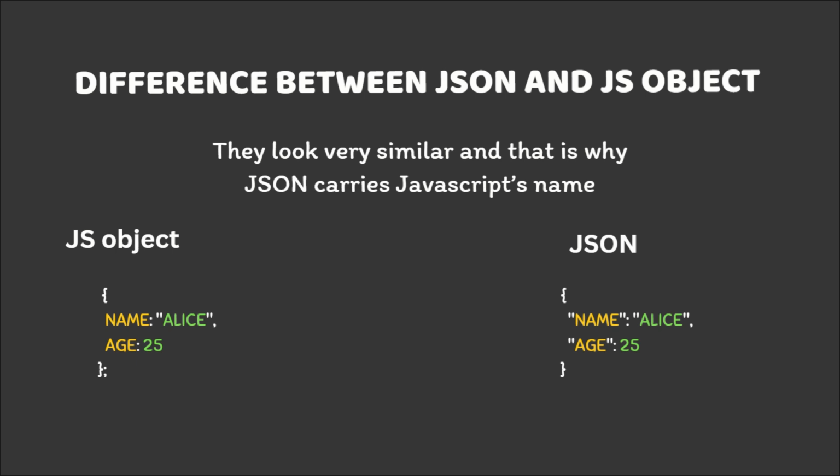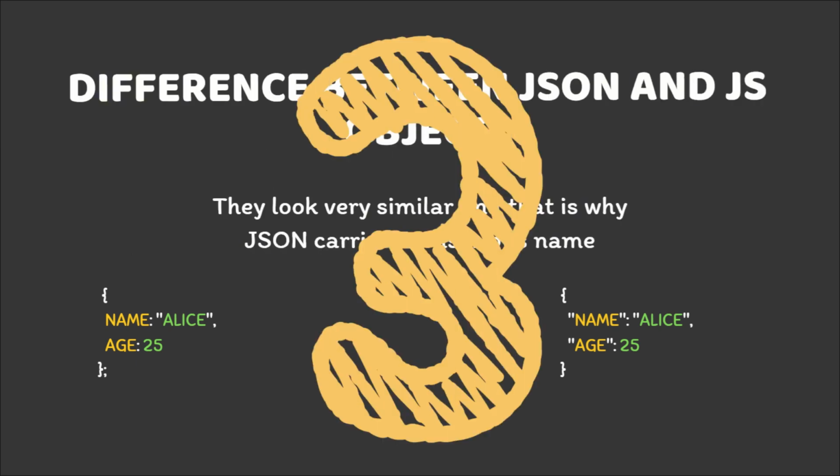On the screen, you see a JavaScript object and JSON data. They look very similar, right? And that is why JSON carries JavaScript's name. JSON has simply borrowed JavaScript object syntax and then developed it further with more characteristics. There are 3 key differences between the JavaScript object and the JSON you need to remember and keep in mind.